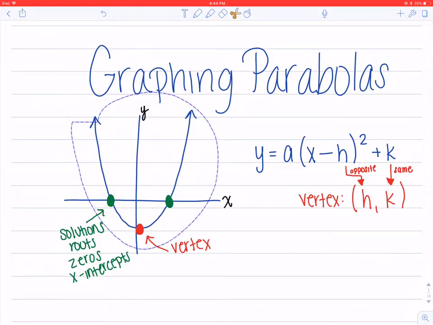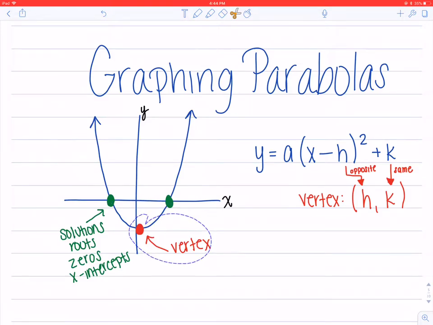They can open upward or downward. How you know is, if a is positive, they open upward. If a is negative, it's going to be flipped upside down and open downward. Some terminology: we have what's called the vertex. The vertex is the very center of the graph. It's either the lowest or the highest point, depending on which way it's facing.